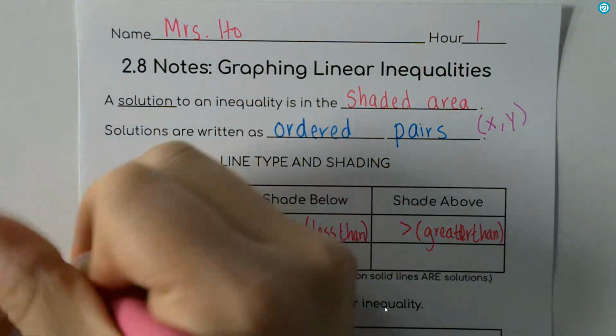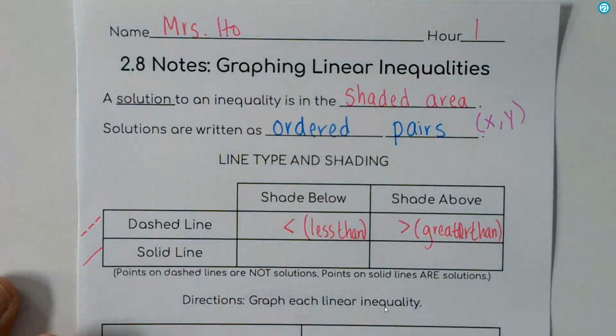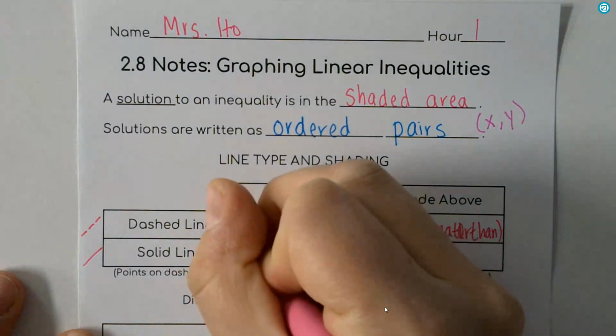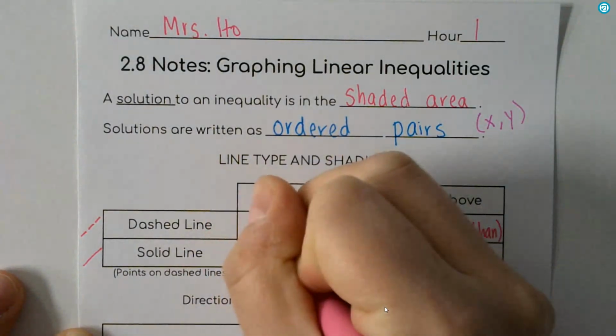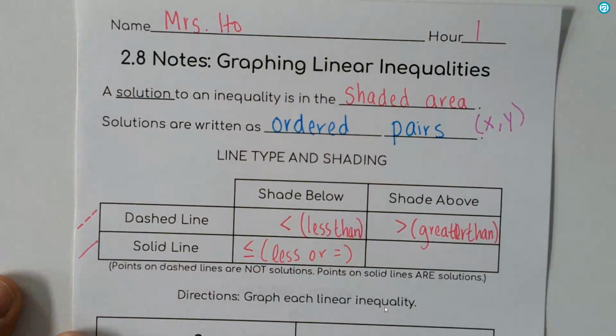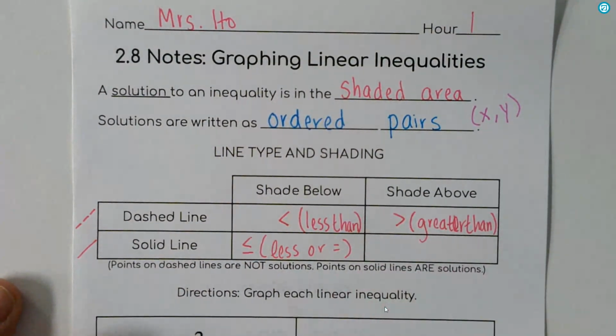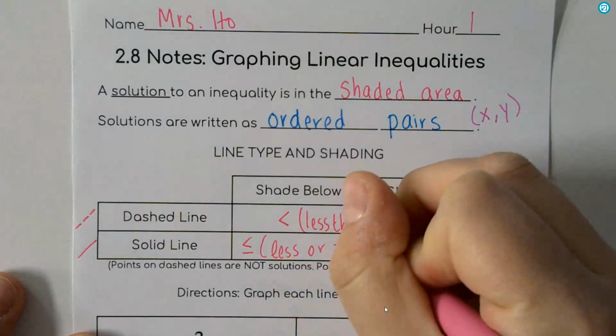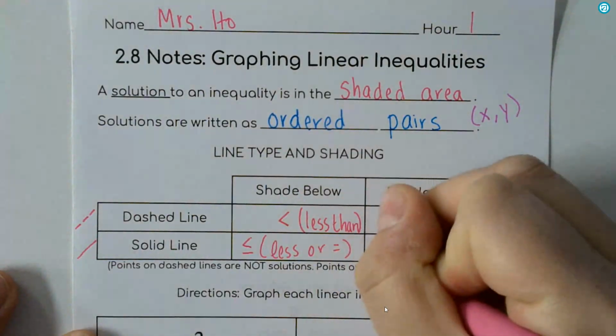Okay, we're going to use a solid line to shade below for less than or equal to. So I'm going to label that as less or equal. That kind of just looks like a smiley face. We're going to shade above a solid line for greater or equal.